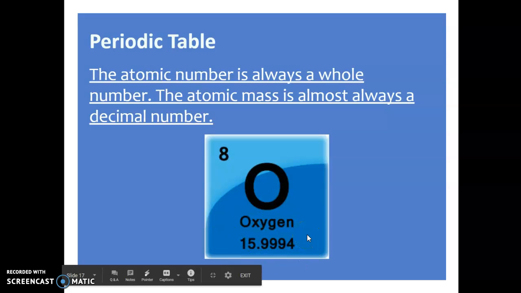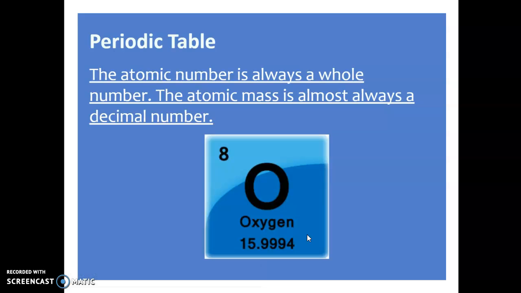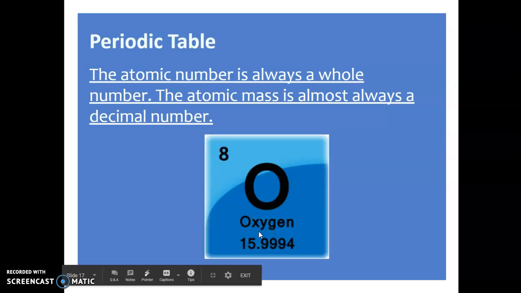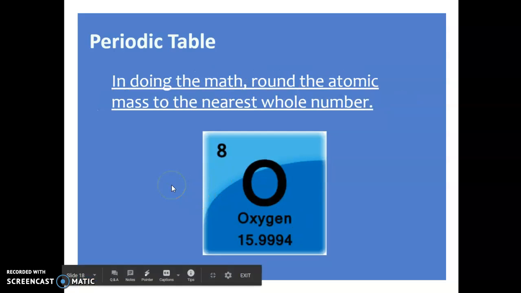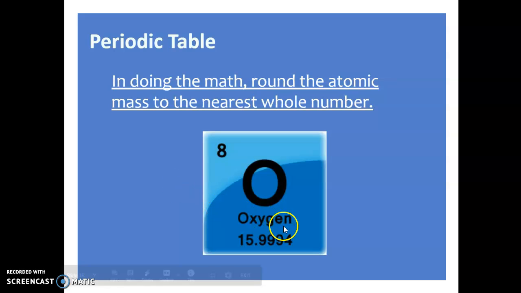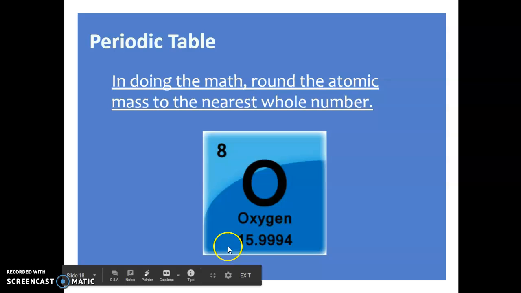It's usually not until you get to Tc, which I can't pronounce, one of the elements towards the bottom of the periodic table, that you get some whole numbers. But most of the time, and for what we're going to use, you're going to see decimal numbers. It is not going to be a whole number. Now, when you're calculating protons, neutrons, and electrons, you are always going to round this number to the nearest whole number.